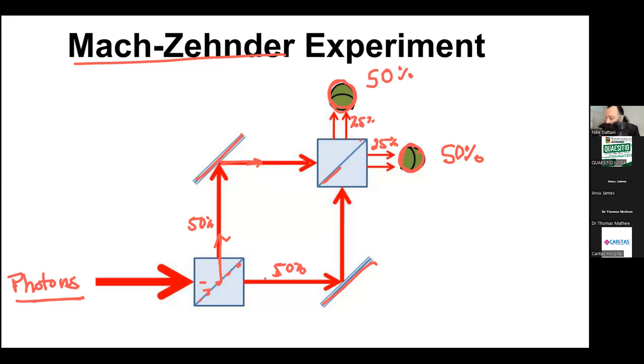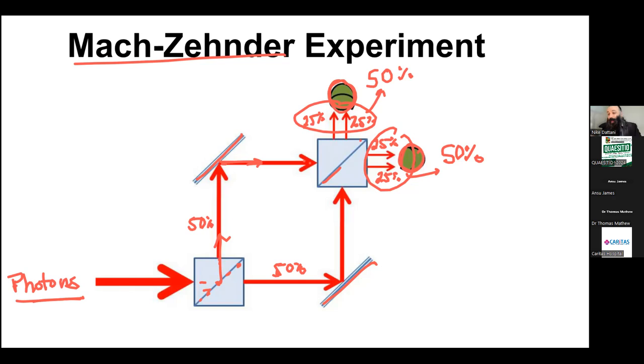This 50% of the original photons is also going through a beam splitter. We're going to have 25% here and 25% here. So this adds up to 50, and this adds up to 50. I hope everyone understands that. At least some of the people in the chat seem to understand it.